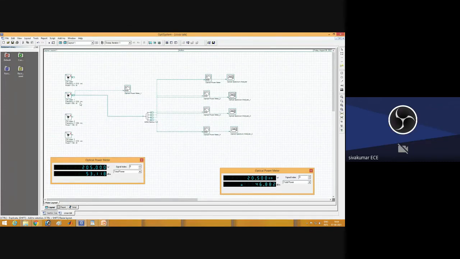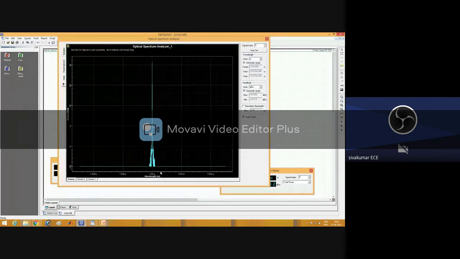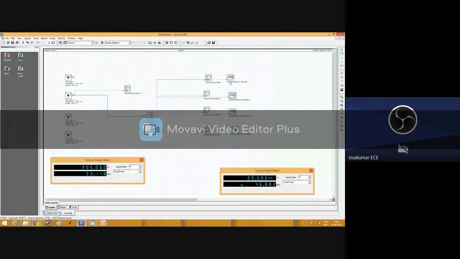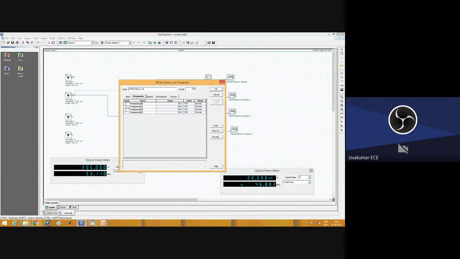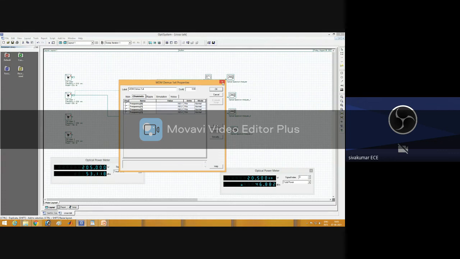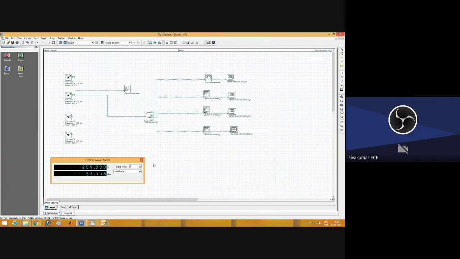Okay, for 1530 nanometer, here you see the spectrum. Here it shows 1.53. If you want to find all the channels in a single optical power meter, just click here, go to channels, and select all the frequencies. You mention 1510, 1530, 1550, and 1570. You will get the combined spectrum of the channels, to find out the optical crosstalk of each and every different wavelength channel. Okay, I think you are getting clear.